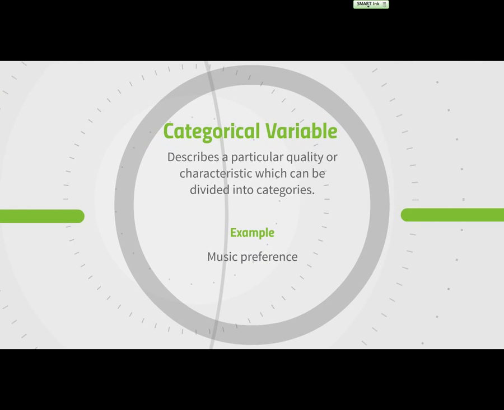All right, so when we get the data, it might be categorical. Categorical data describes a particular quality or characteristic which can be divided into categories. For example, music preference. If we surveyed the senior class to find out if they like hip-hop or pop or rock, that's a category. It's not a number answer. Maybe we're surveying for favorite color, favorite restaurant, or something like that. That's categorical. It's a category, not a number. So there will be some surveys where the data ends up being categorical.